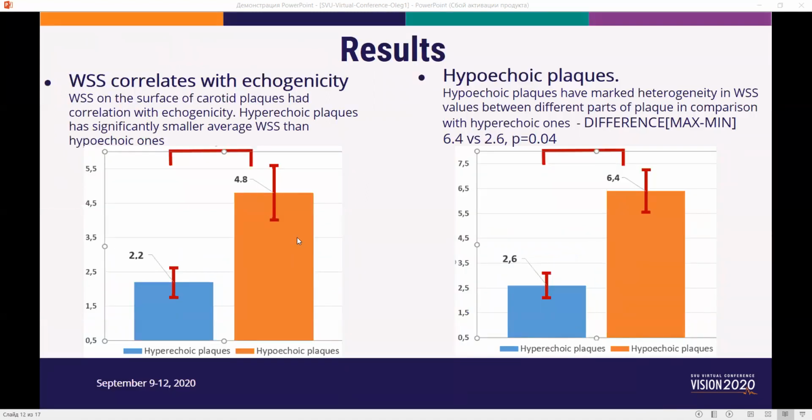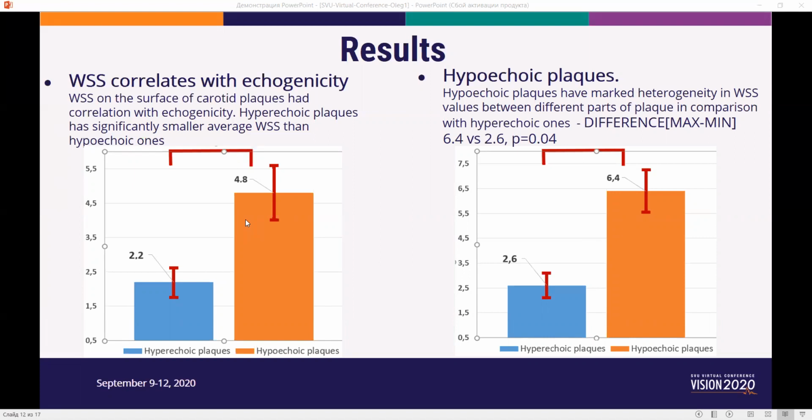Wall shear stress on the surface of carotid plaques had correlation with echogenicity. Hypoechoic plaques had significantly smaller average wall shear stress than hyperechoic ones with similar degree of stenosis. This is the difference. One possible explanation of this phenomenon may be that hyperechoic plaques are more stiff, and we earlier demonstrated that stiffness negatively correlates with wall shear stress.